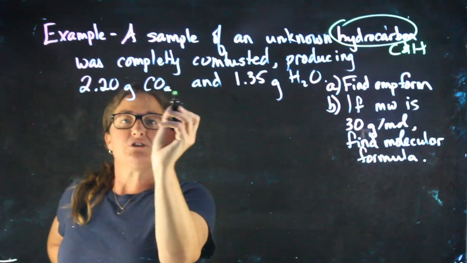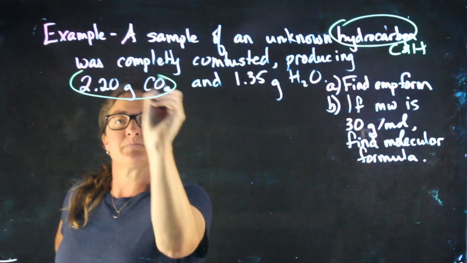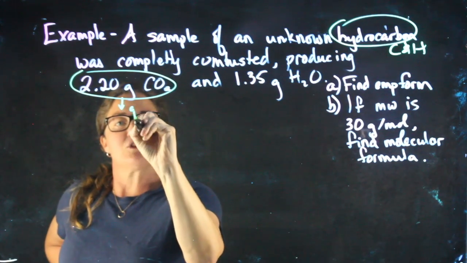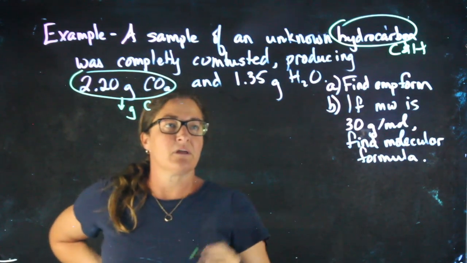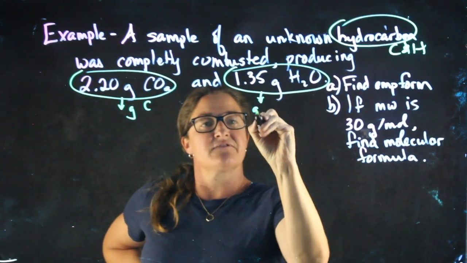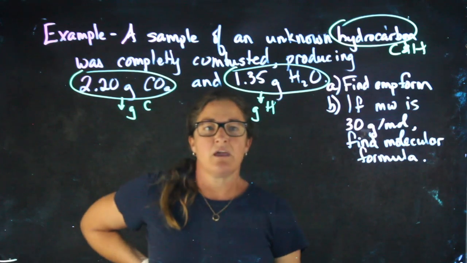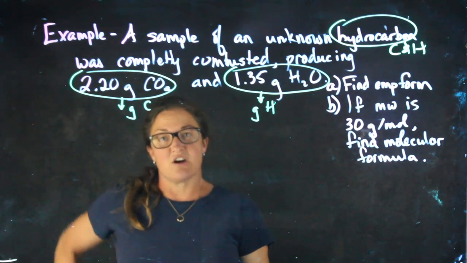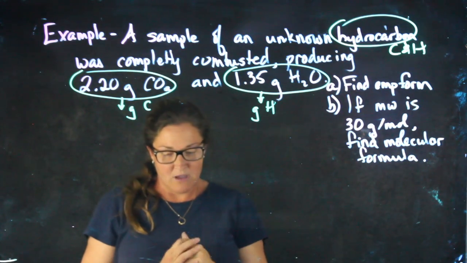So for the 2.20 grams of carbon dioxide, I'm going to use this information to get the grams of carbon. The 1.35 grams of water, I'm going to use this information to get the grams of hydrogen. If I know those two, I can start an empirical formula problem.